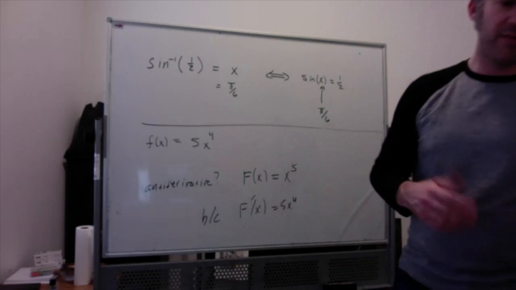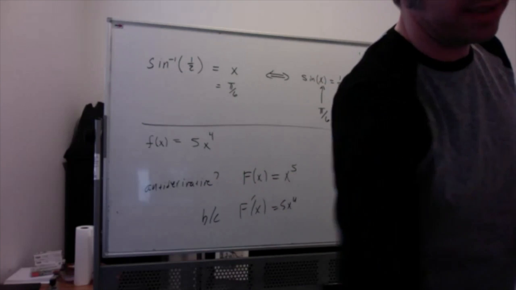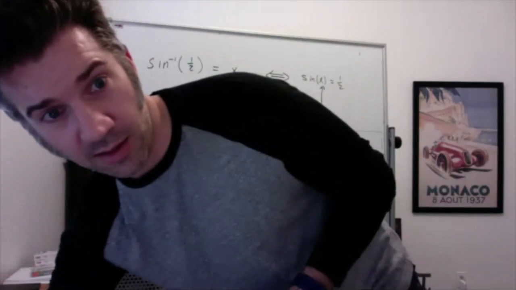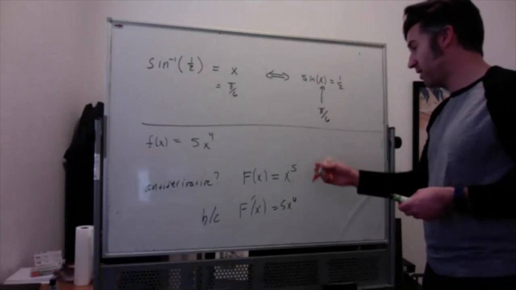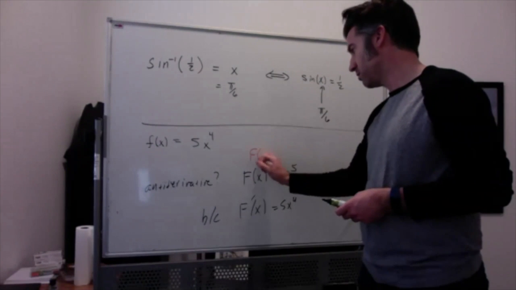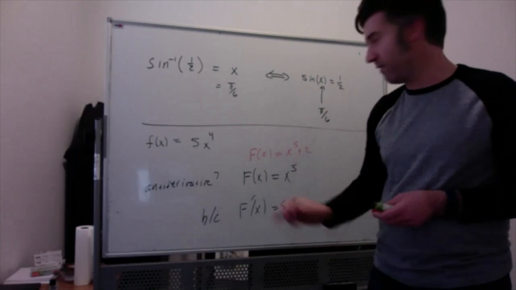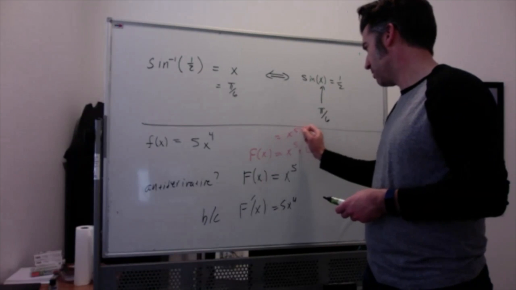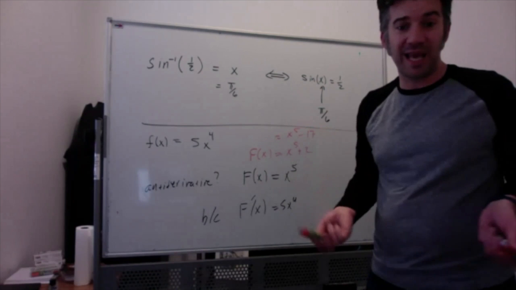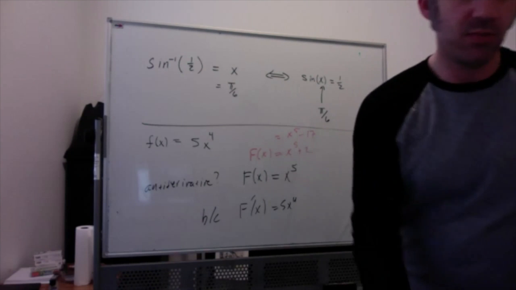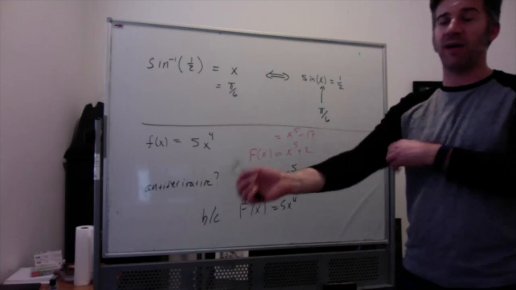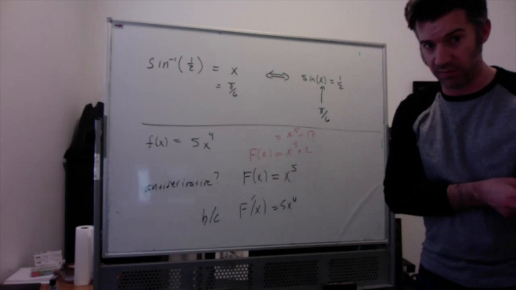Now, a lot of you are probably thinking, James, what about plus c? And you're totally right. Technically, my function could have been x to the 5th, but it also could have been x to the 5th plus 2, or x to the 5th minus 17, or x to the 5th plus any constant. So when you find an antiderivative, you're actually finding a whole family of antiderivatives.